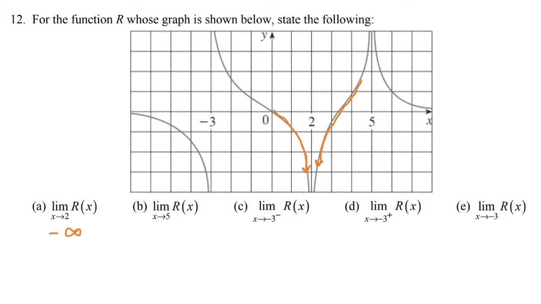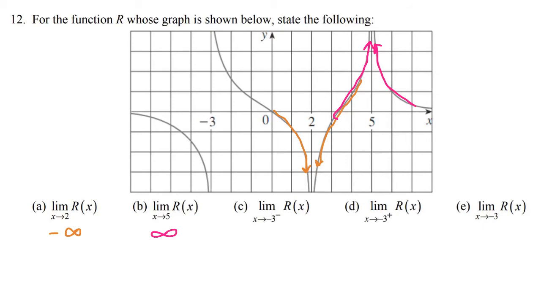For part B, if you look at the graph, we're looking at x approaching 5, and we're not given a direction, so we have to approach from both left and right. If I do that with this graph, notice from the right side and from the left side, we're tending toward positive infinity. Oh, I wrote that under the wrong one, folks. We're tending toward positive infinity.